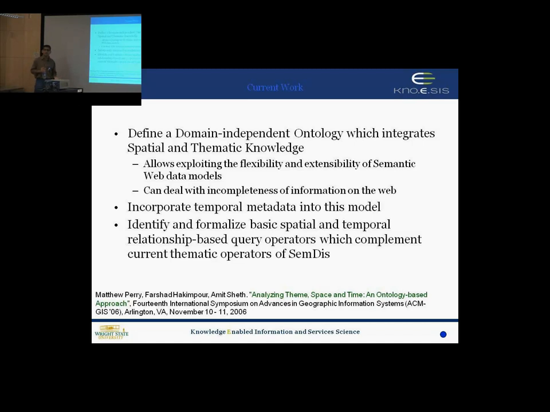It's common in the political field, it's common in the biological field, and so on. So defining an upper-level ontology for capturing this kind of thing helps us capture all this information. It also allows us to capture the temporal metadata in this model, and we can formalize basic spatial and temporal relationships. We have defined operators which complement the current operators that are part of another project which you guys did.